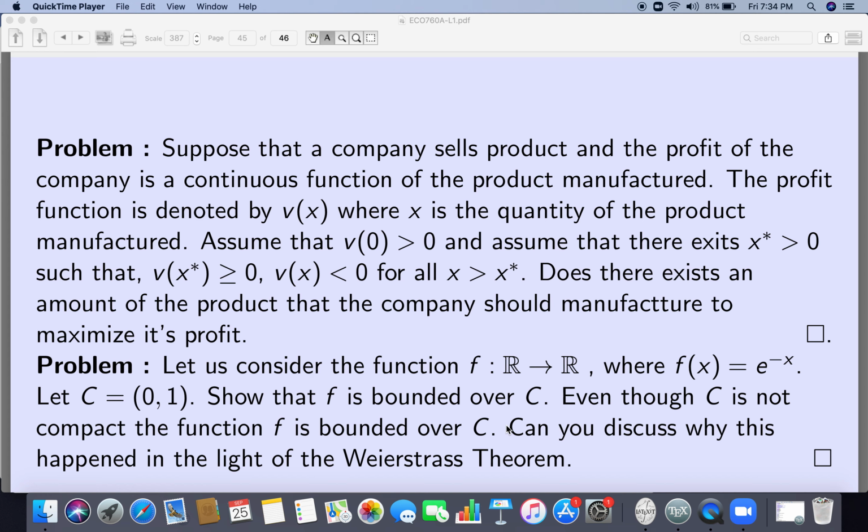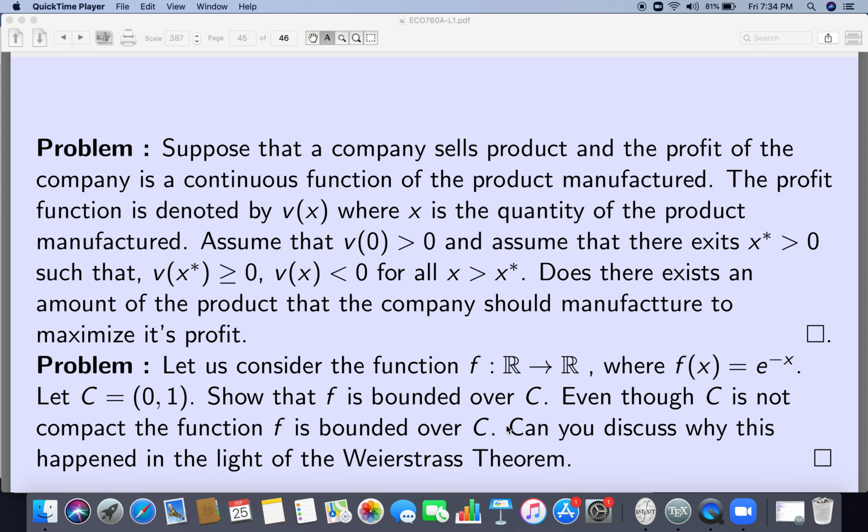So the question here is, does there exist an amount of the product I should manufacture so that my profit is maximized, so I can keep on manufacturing that amount? If I decrease or increase the product, my profit would decrease. That's the idea. And if I keep on increasing my product and make it more than x star, then I lose my profit. So does there exist such an amount that the company should produce to maximize its profit?